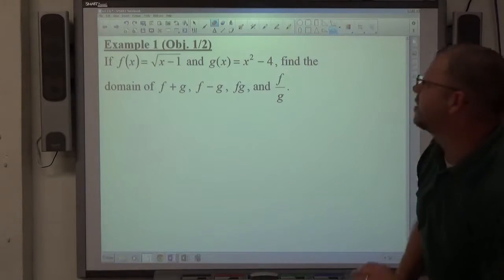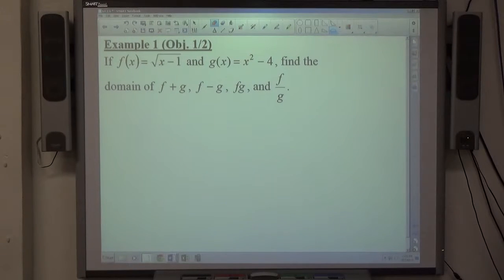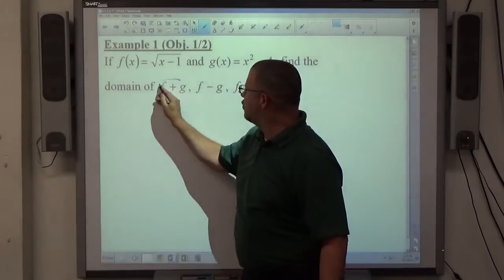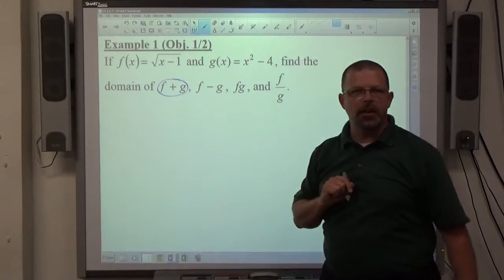Example 1, if f of x equals the square root of x minus 1 and g of x equals x squared minus 4, find the domain of these four things. First one is f plus g. That's the sum of functions.